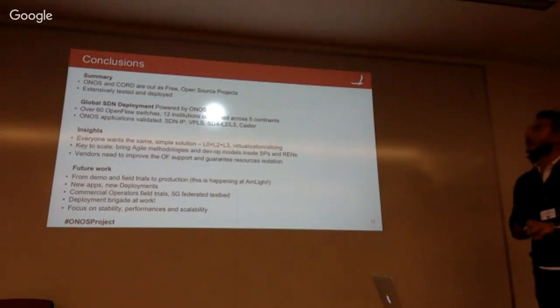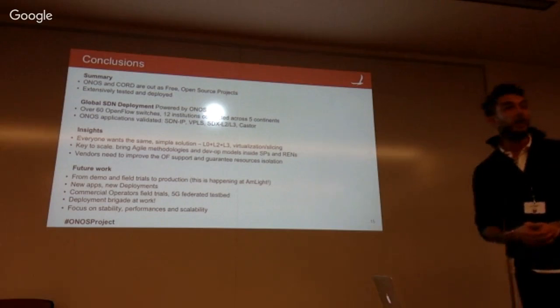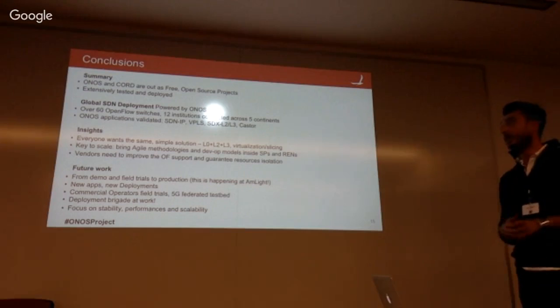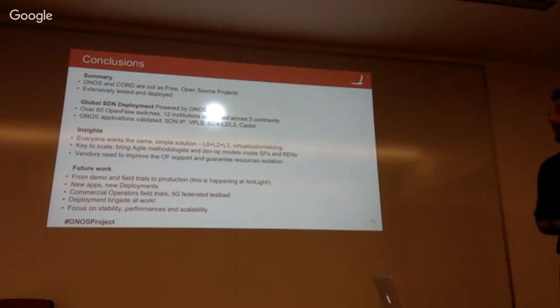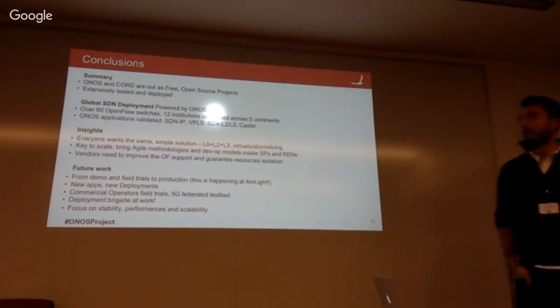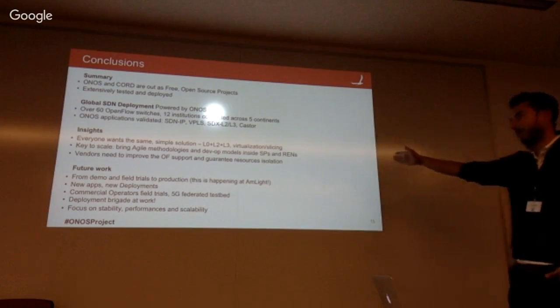So, conclusions. ONOS and CORD, as you all know, are out, are free, open source projects. They have been quite extensively tested and deployed, even if much more needs to be done. We had a global SDN deployment powered by ONOS. We deployed over 60 OpenFlow switches, 12 institutions connected across 5 continents. We have validated different applications, and these applications are becoming more and more. Every one of us learned something from this experience. The good news is that everyone, at least in research networks, is looking for the same basic solution, covering layer 0, layer 2, layer 3, and possibly virtualization and slicing.